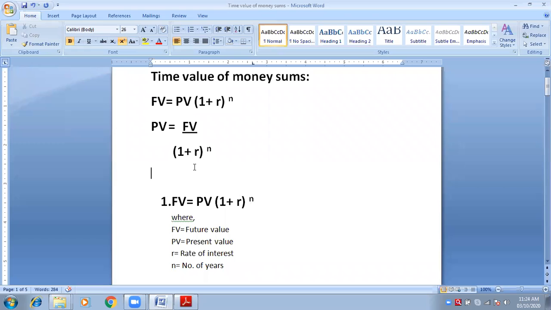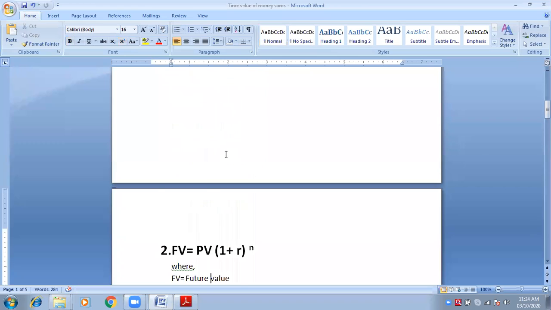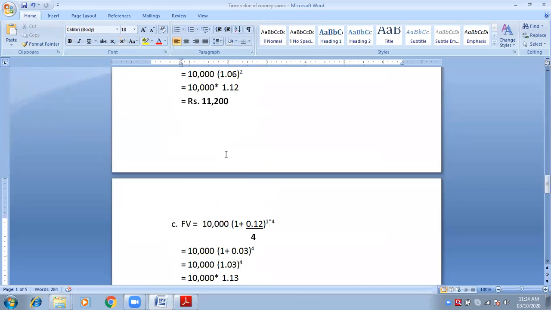So how is the formula for present value made? Future value divided by 1 plus r raised to n. Please guys, note the formula. It was a mistake from my side. It should be future value divided by 1 plus r raised to n. Okay?